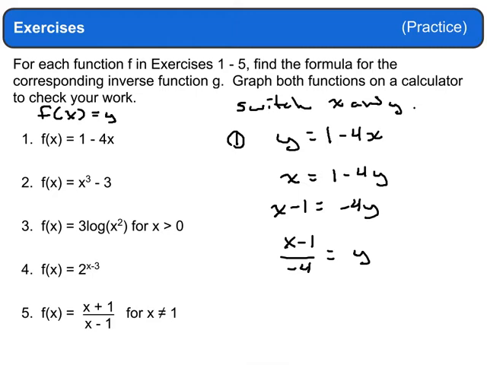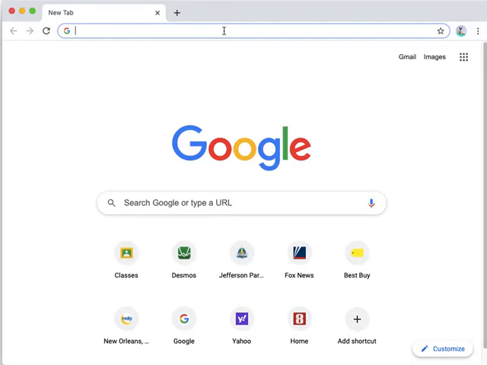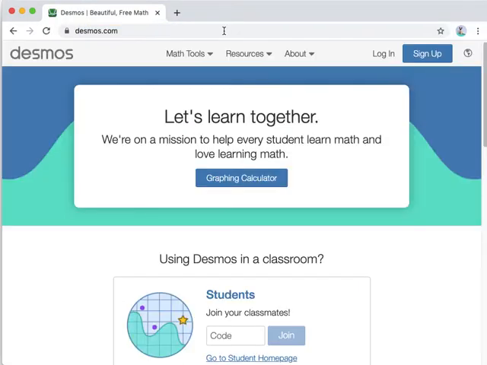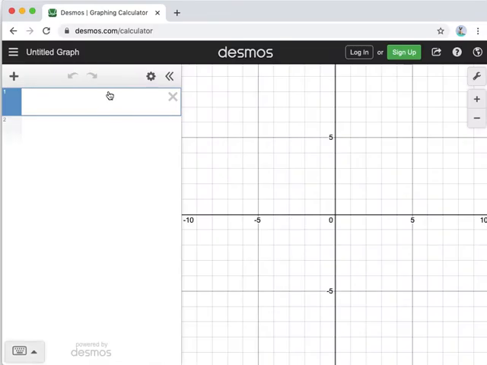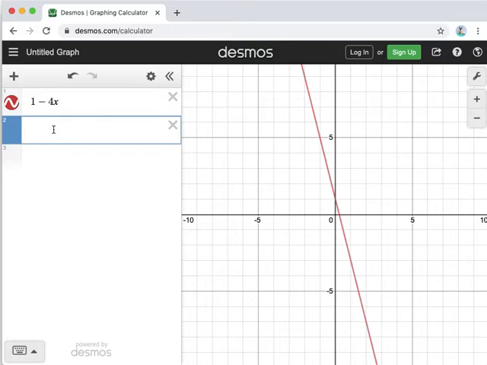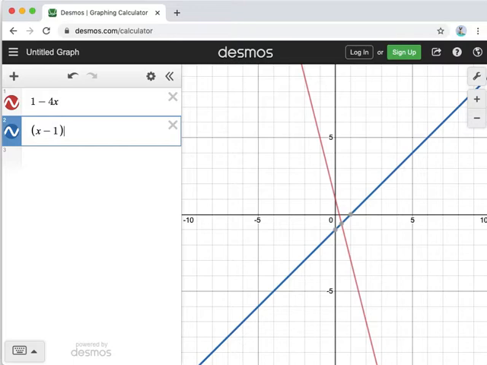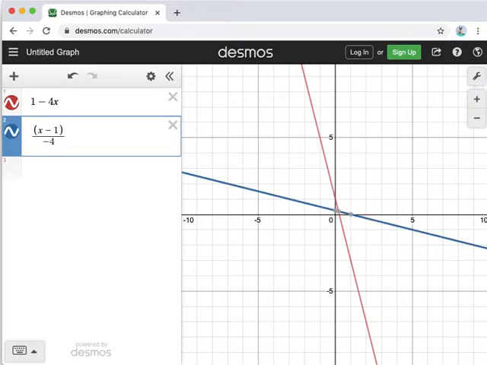So if we went to Desmos and typed that in, we could do that. So I'll pull that up and see. We have desmos.com. We go to our graphing calculator. Our original function was 1 minus 4x, right? So there's our first line. Our new equation we said was x minus 1 and then divided by negative 4. So this is our inverse function.